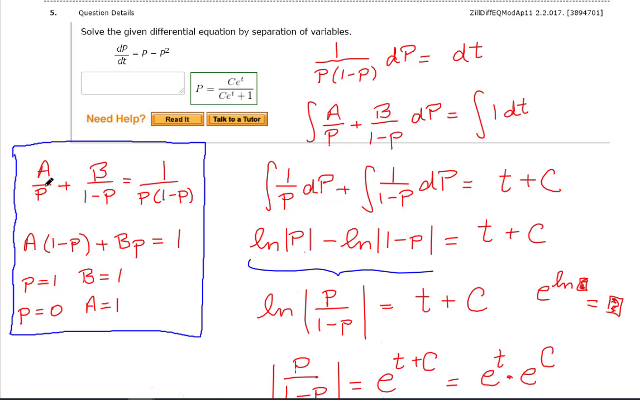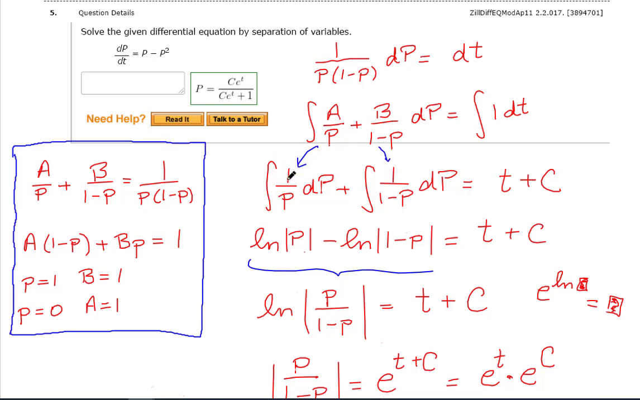All right, so let's come over here. I multiply everything by this common denominator, giving me a times 1 minus p plus bp is 1. If I let p be 1, then this term is gone, and I get b times 1 is 1, giving me b is 1. If I let p be 0, this term is missing, and I get a is 1. And so that allows me to fill in a and b.